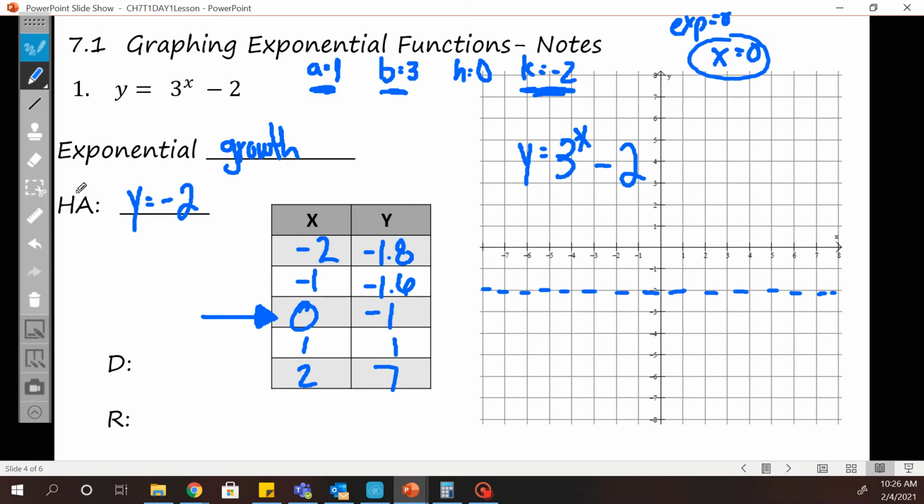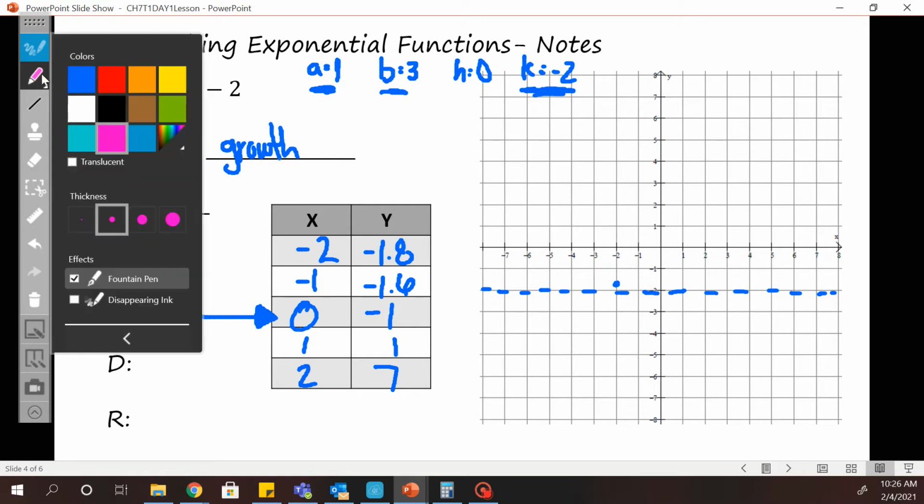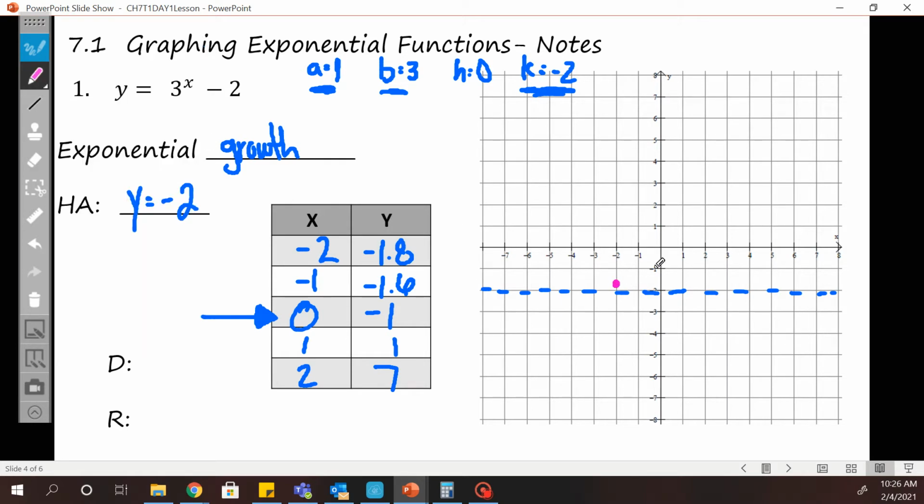All right, now I've got all my points. I'm going to graph them and connect them to make my exponential. So -2, -1.8, like right here. Do a different color. -1, -1.6 is like right here. 0, -1 is right here. 1, 1 is right here. And 2, 7 is right here. Look how quickly it goes up.